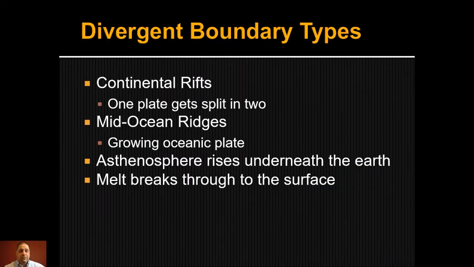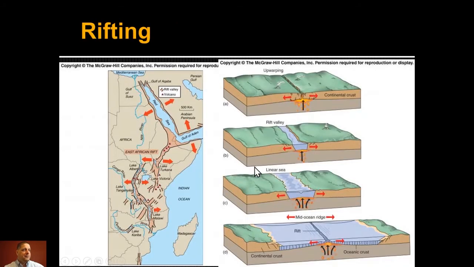Okay, so divergent boundary types, right? We can have a place where a continent can rift apart, or you can also have a place where a mid-ocean ridge is active.